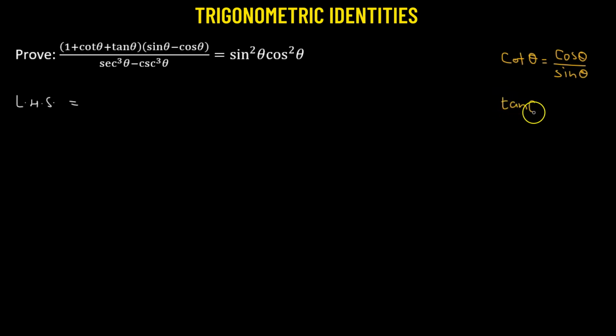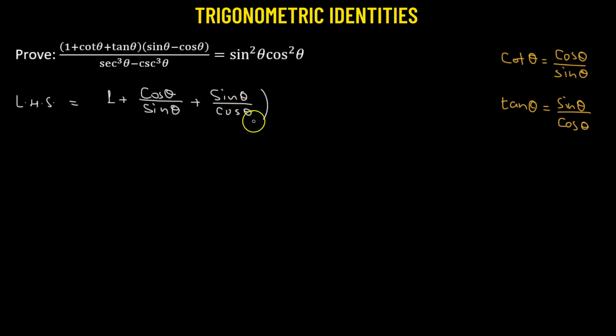And tangent of theta, that's the ratio of the sine over cosine. So that means we have sine theta divided by cosine theta. We'll use these values here. So we have 1 plus cosine theta divided by sine theta in place of cotangent of theta. And then in place of tangent of theta, we have sine theta divided by cosine theta. Whole multiplied to, let's keep this untouched, we have sine theta minus cosine theta.